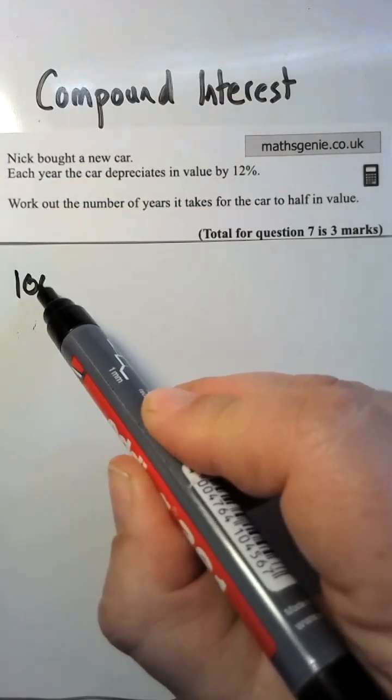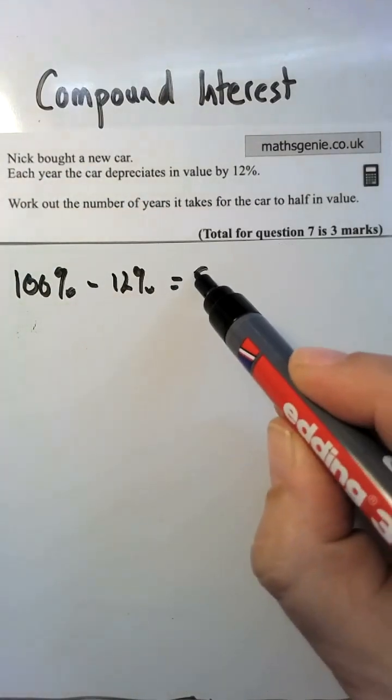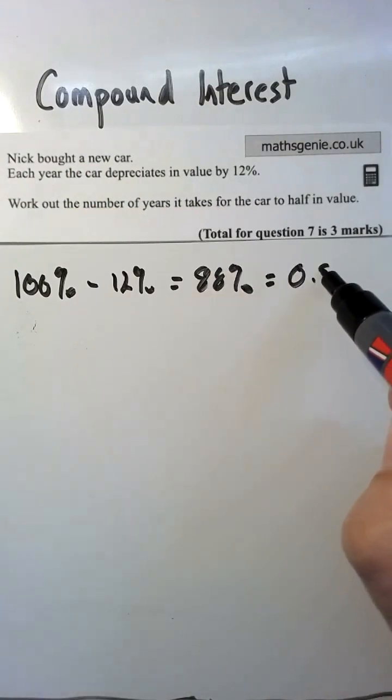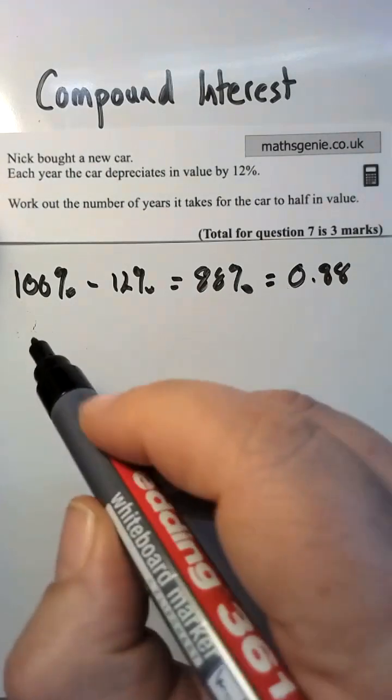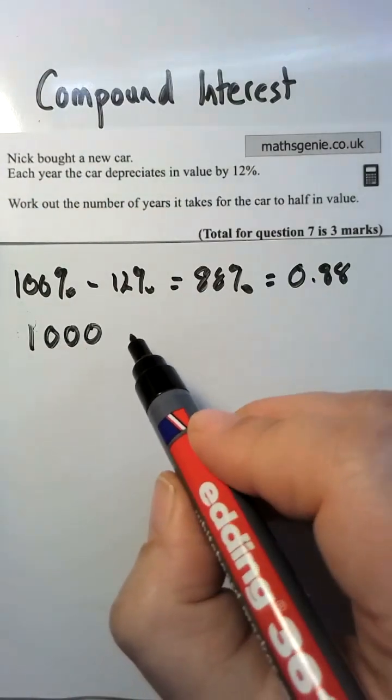So 100% subtract 12% equals 88%, and therefore the multiplier is 0.88. I'm not told the value of the car, so I'm just going to assume the value is £1,000. Not an expensive car.